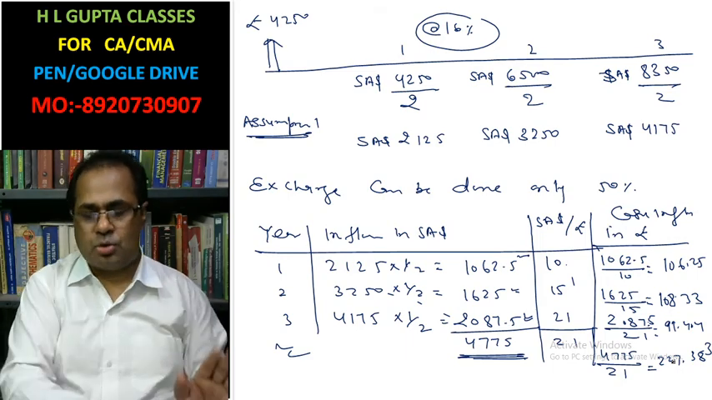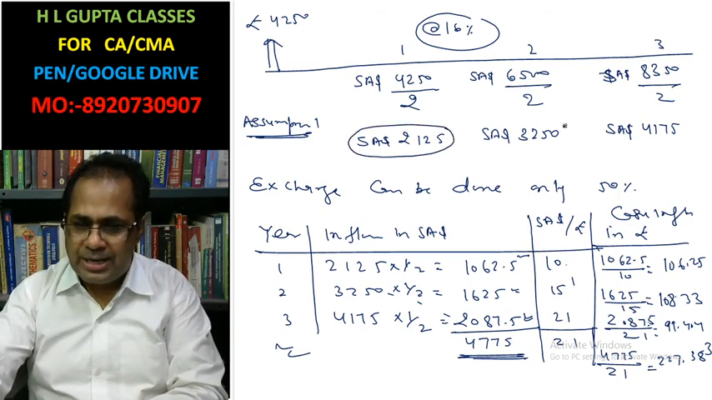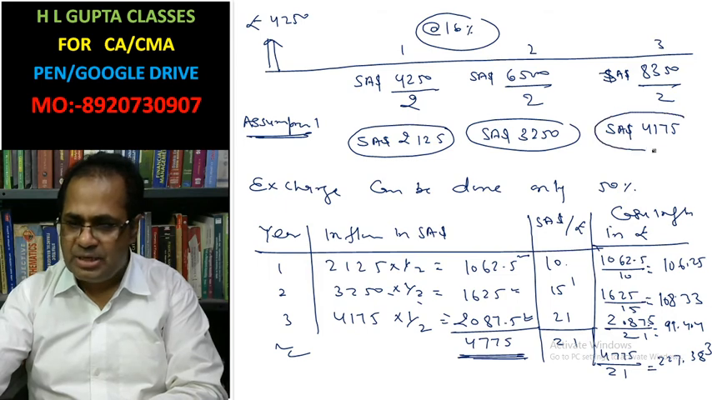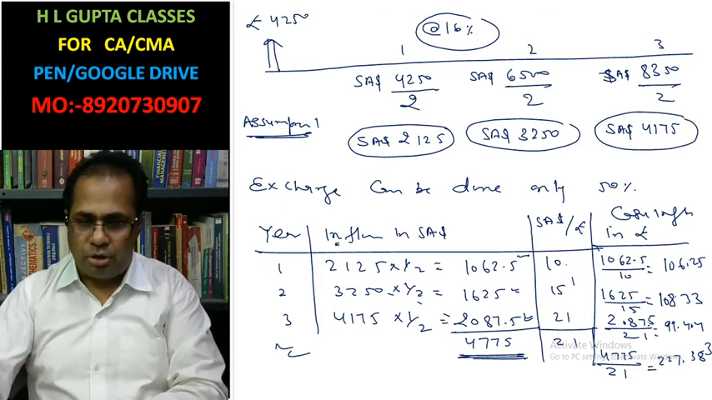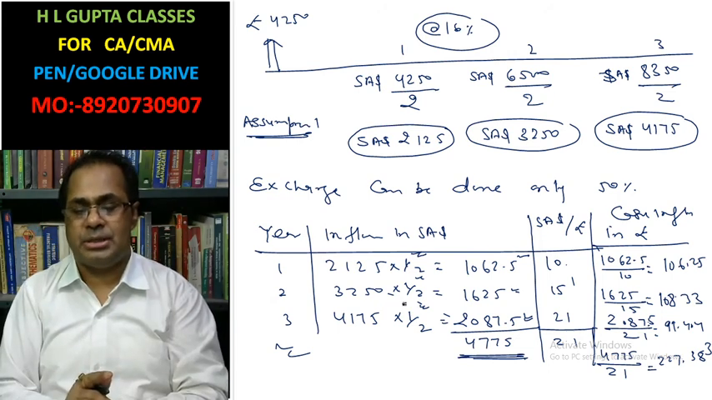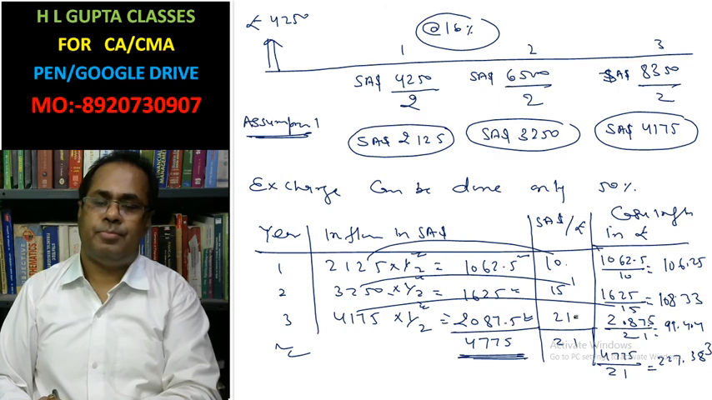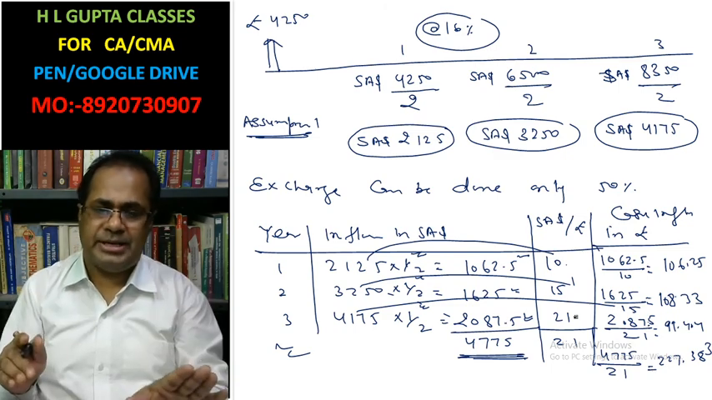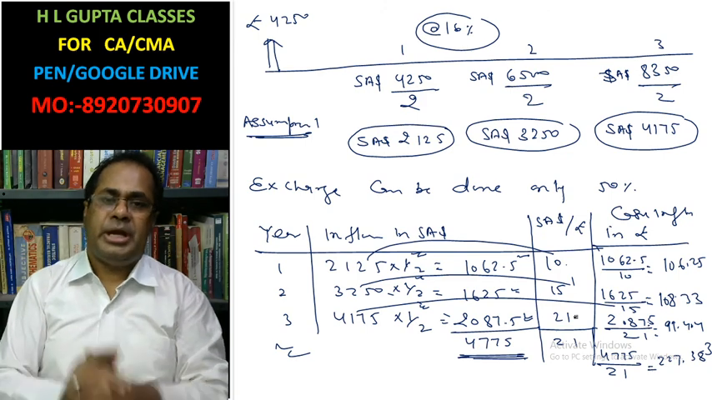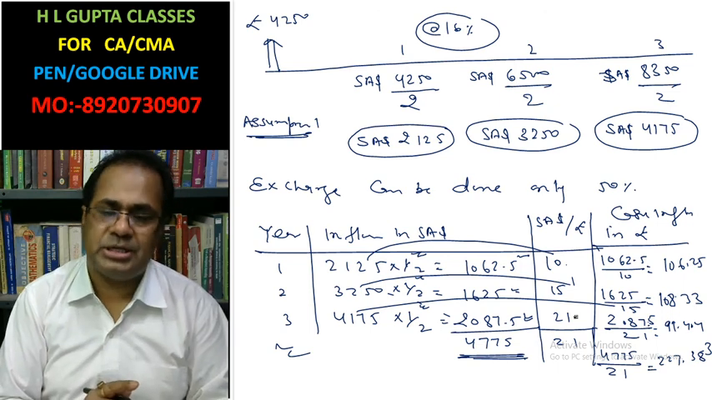If there is no exchange control, you directly exchange into pounds. In this case you are not required to do half. You do not require to halve because there is no restriction on exchange. That's why you directly convert into pounds. Then net present value is positive if there is no exchange control, hence the project is accepted.